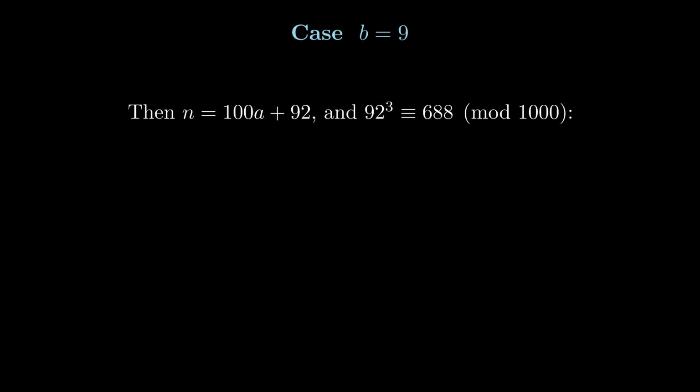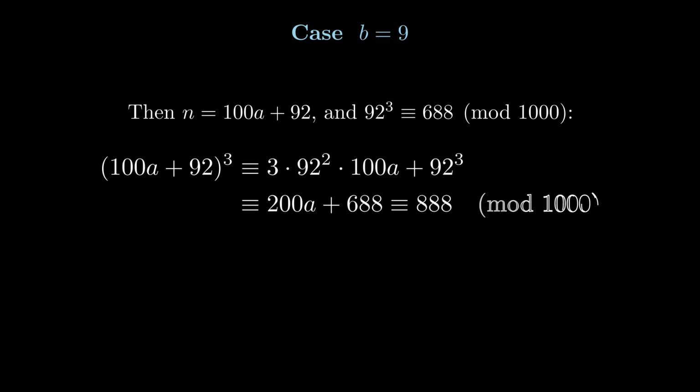Now the second case, b equals 9. Here, n is 100a plus 92, and we can also compute that 92 cubed is 688 modulo 1000. This time, using similar steps to what we've done before, we land on 200a plus 688 is congruent to 888 modulo 1000. So a equals 1 and n equals 192.